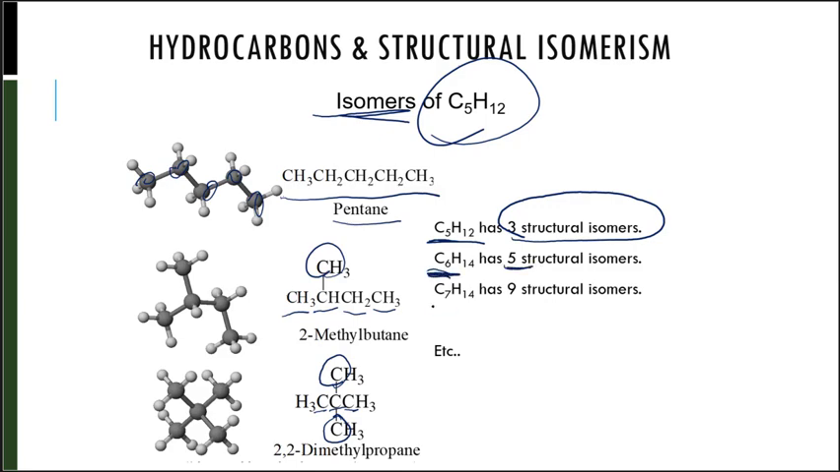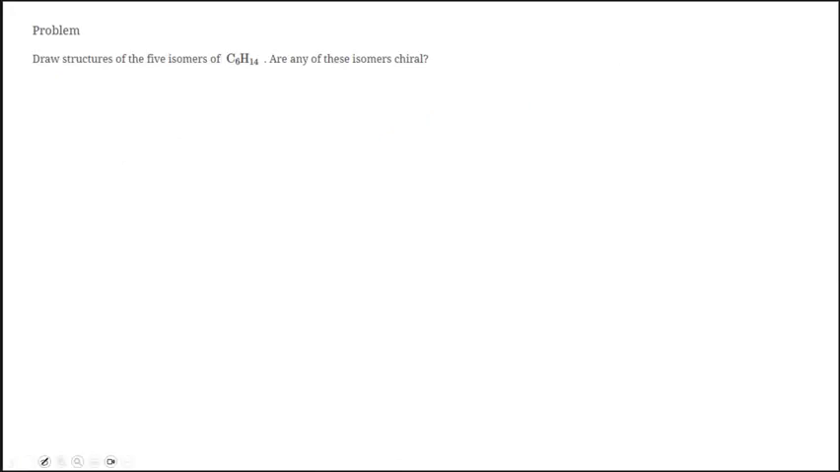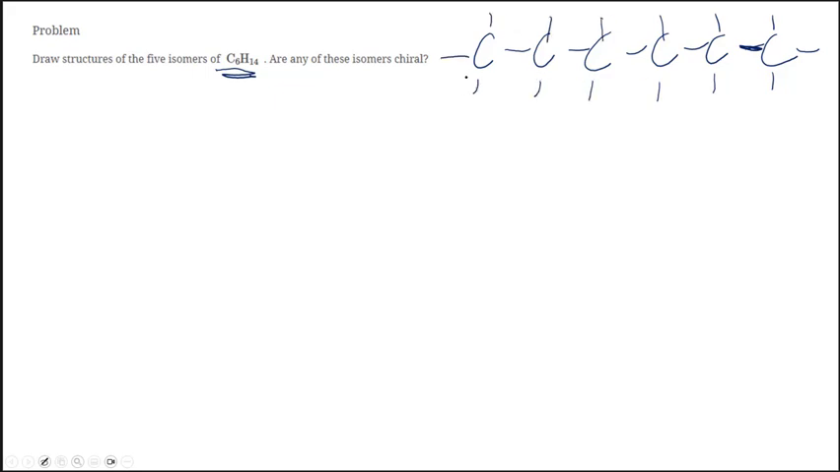C6, hexane, has 5, heptane has 9, and etc. Let's draw the 5 isomers of hexane. Are any of them chiral? I always like to draw them straight in a row to get an idea of my first option. 1, 2, 3, 4, 5, 6. And once I have my carbons lined up, then I go back and I put my H's. So off of my end carbon, notice there's only 1 bond, so there's going to be 3 H's around it, 2 around everybody in the middle, and then 3 on the end.